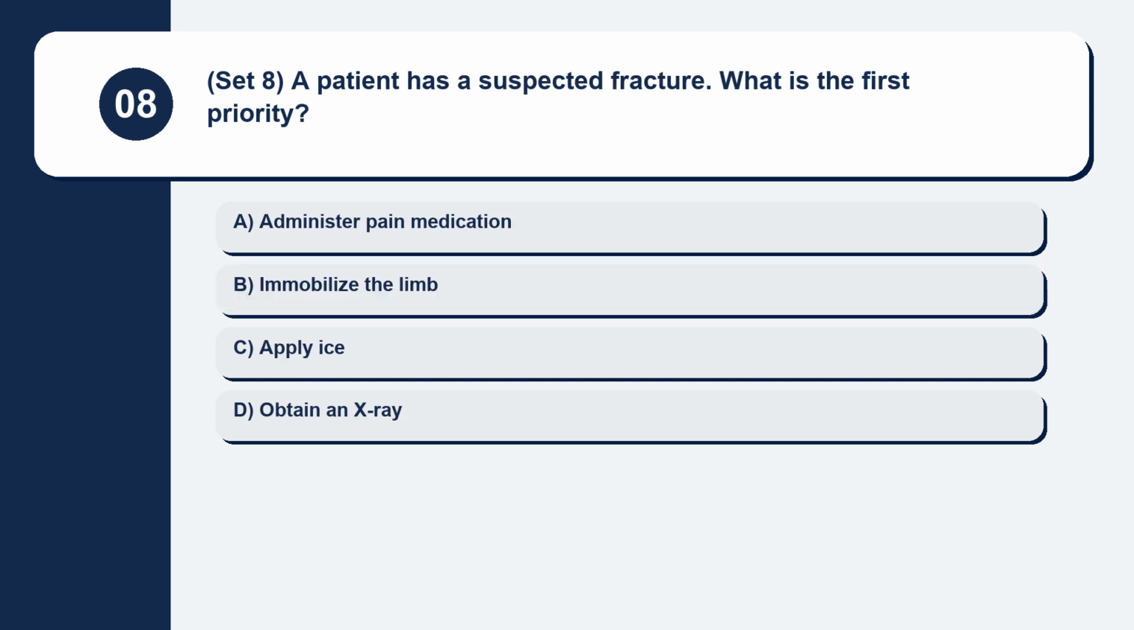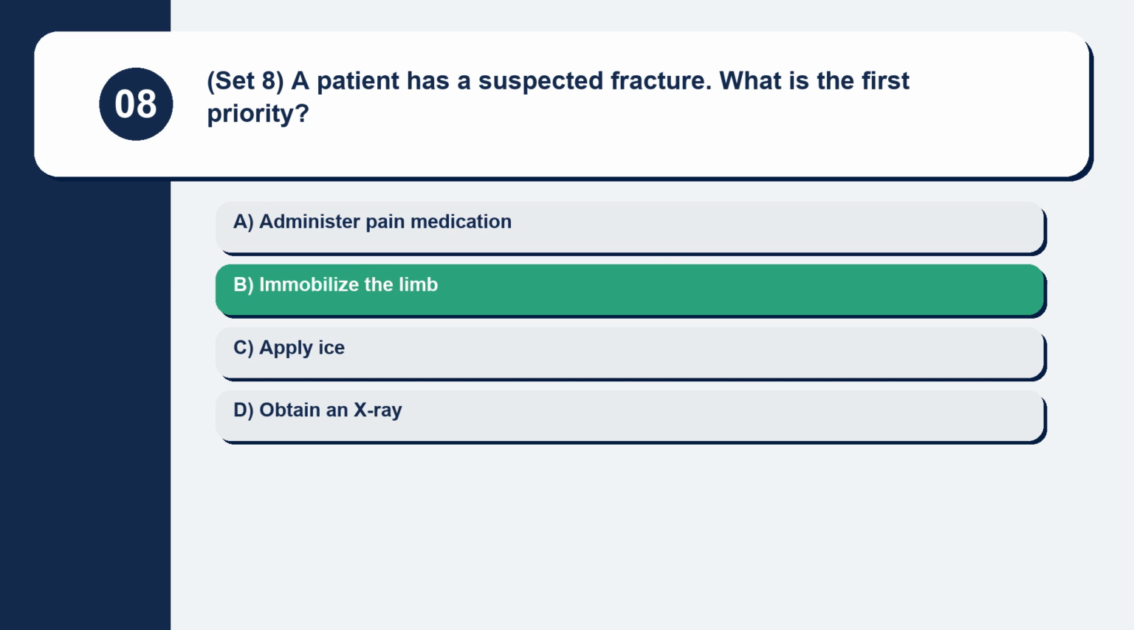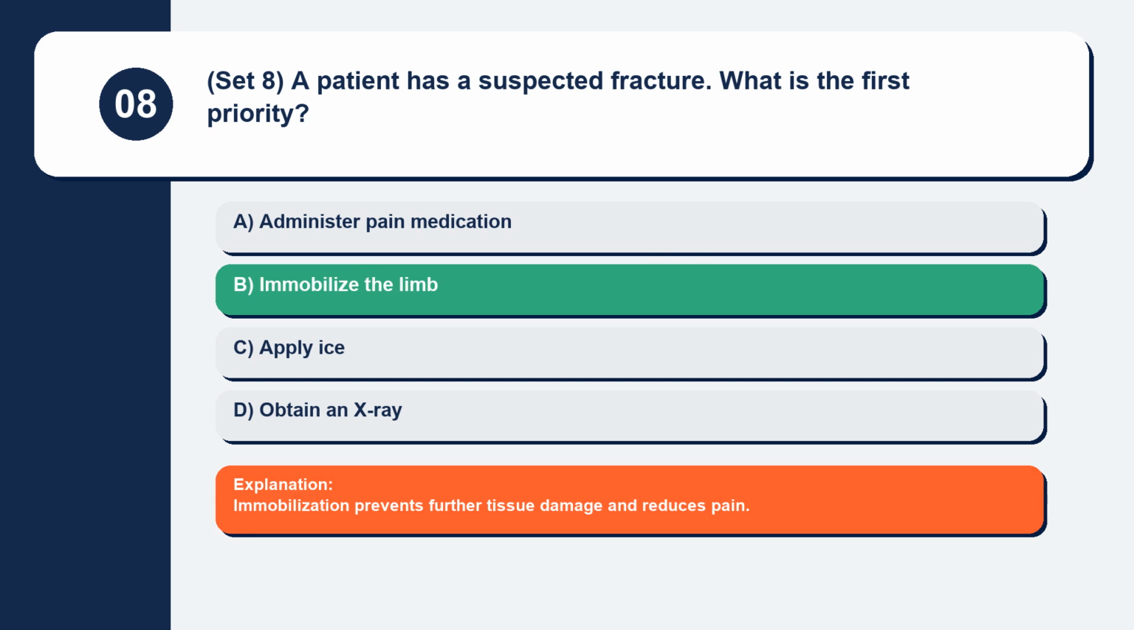Question 8. Set 8. A patient has a suspected fracture. What is the first priority? Administer pain medication, immobilize the limb, apply ice, obtain an X-ray. Immobilization prevents further tissue damage and reduces pain.